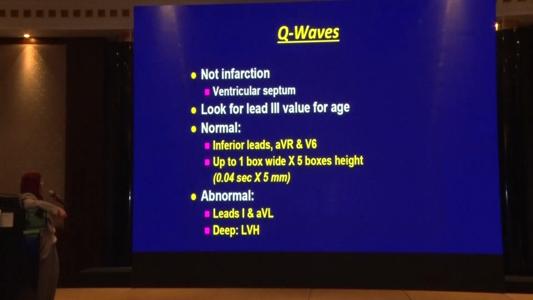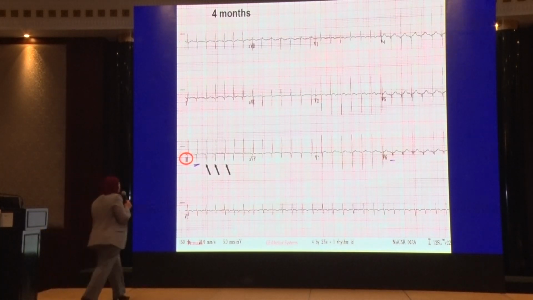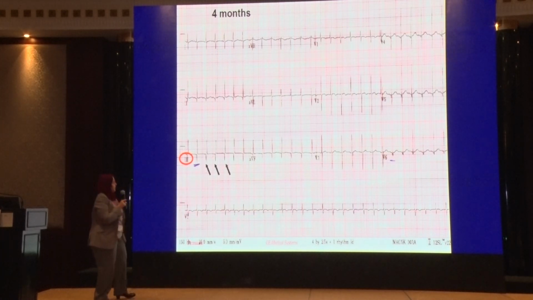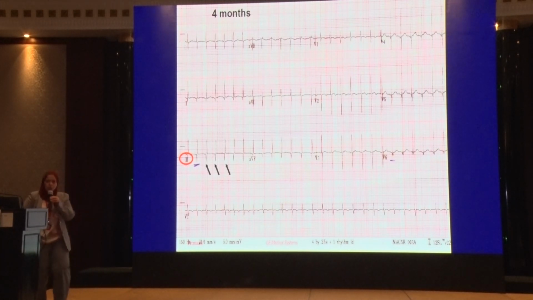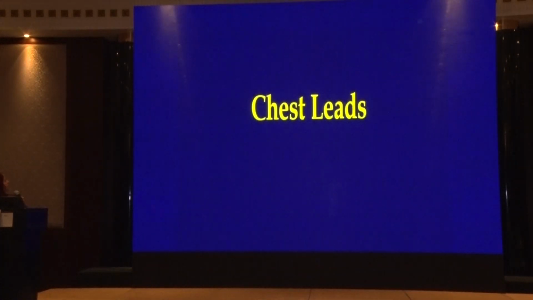It's abnormal when it's very deep, deeper than what we said, and if it's present in lead 1 and AVL, where usually we don't have it. When it's very deep, it usually represents septal hypertrophy and left ventricular hypertrophy. Okay, so what do you think here? How many small boxes is it? Yeah, it's about 7, so it's more than 5. So this patient has ventricular hypertrophy or septal hypertrophy.